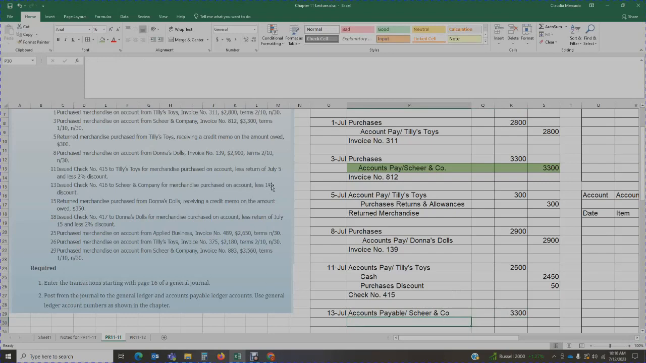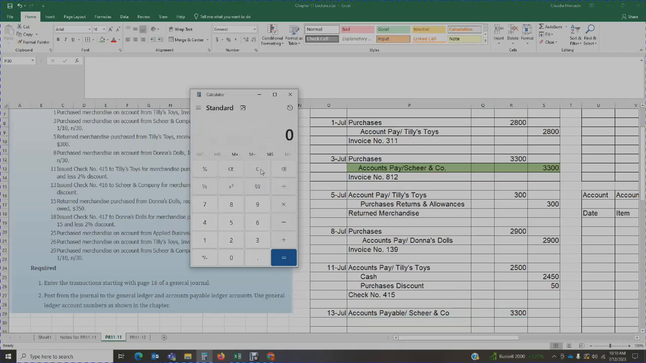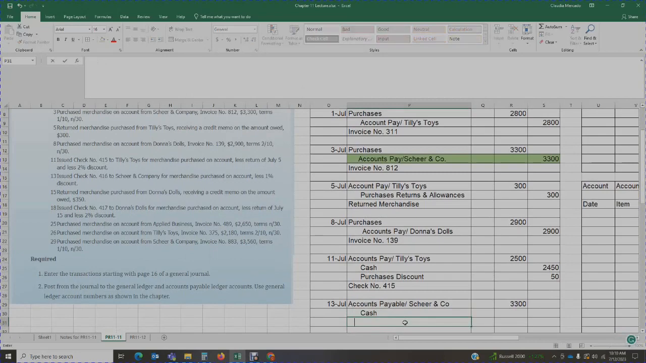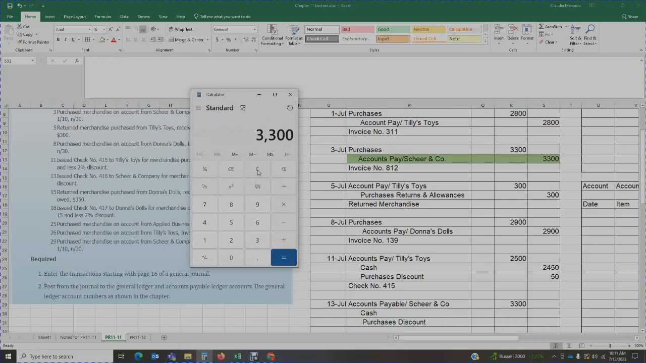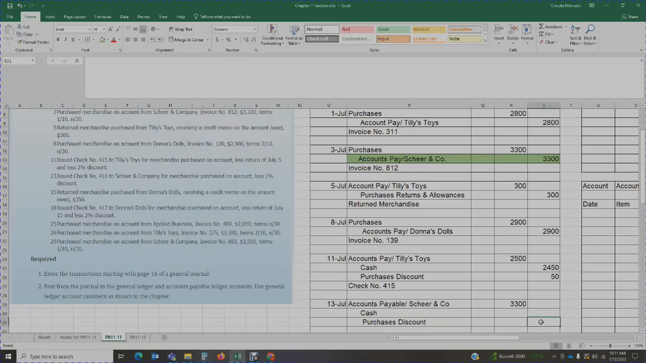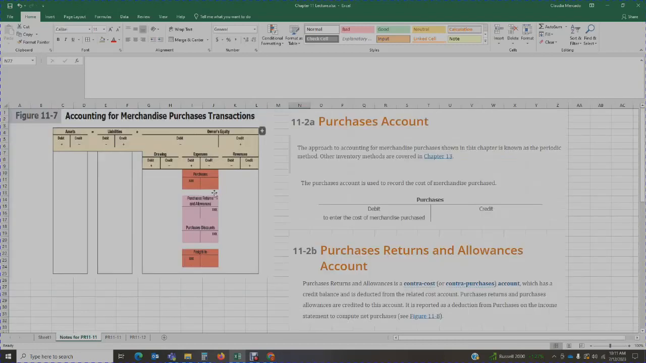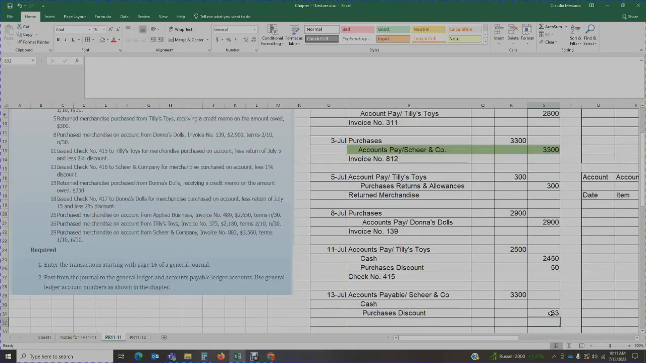Now this one also has a discount of 1%. Okay. So we're going to have our cash account that we're going to pay, and then we have our purchases discount. So first let's calculate the amount of the discount. We've got $3,300 that is owed, and we've got a 1% discount. So that's going to be $33. So we're going to have a discount of $33. My purchases discount, if you look at your table over here, your purchases discounts have a normal balance of a credit, which is what we're doing here.